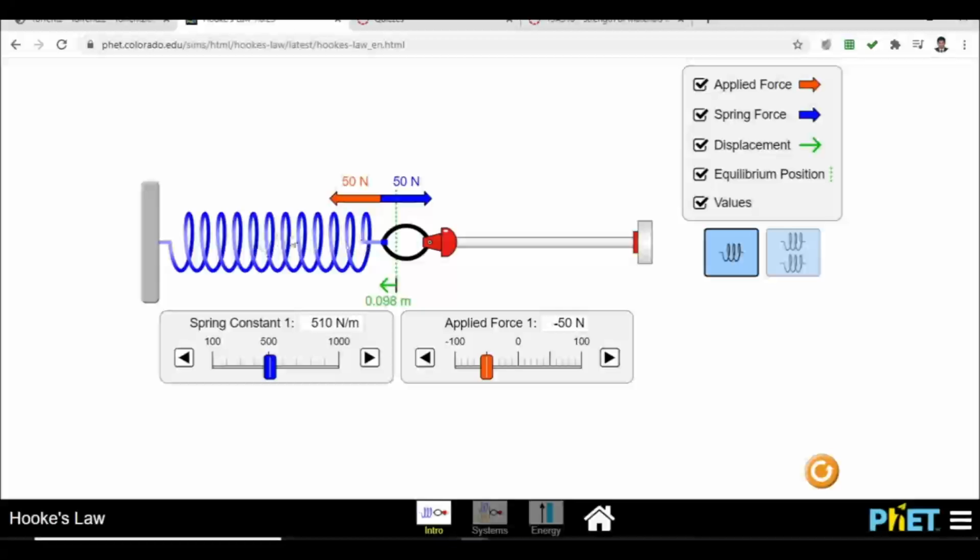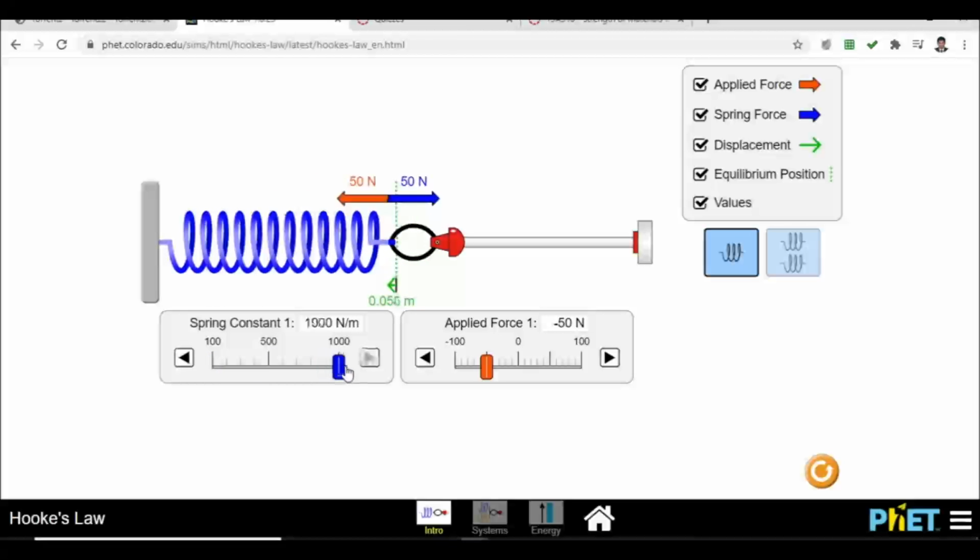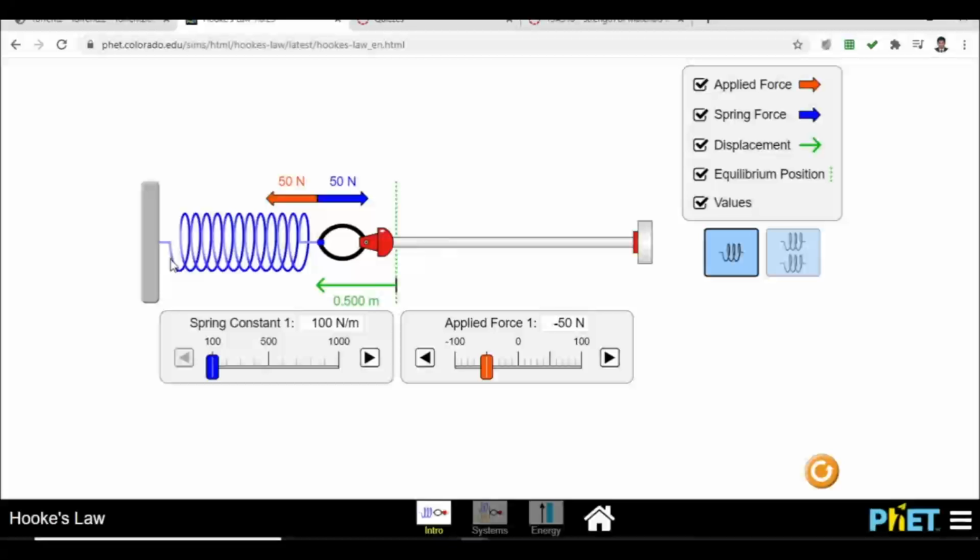The material is not changing. I can't change the material, so the material is also kept constant. The only thing changing in the simulator is the wire diameter. As you can see here, as I'm increasing the stiffness of the spring, the wire diameter is increasing. To get a stiffer spring, the wire diameter is more. If I decrease the stiffness of the spring, the wire diameter is less.